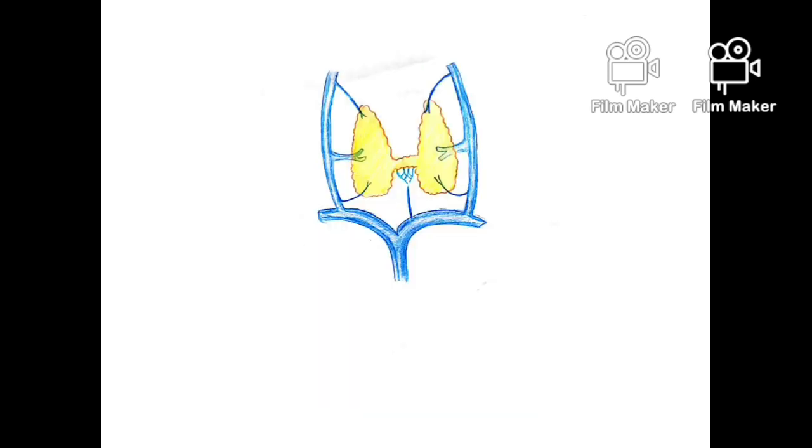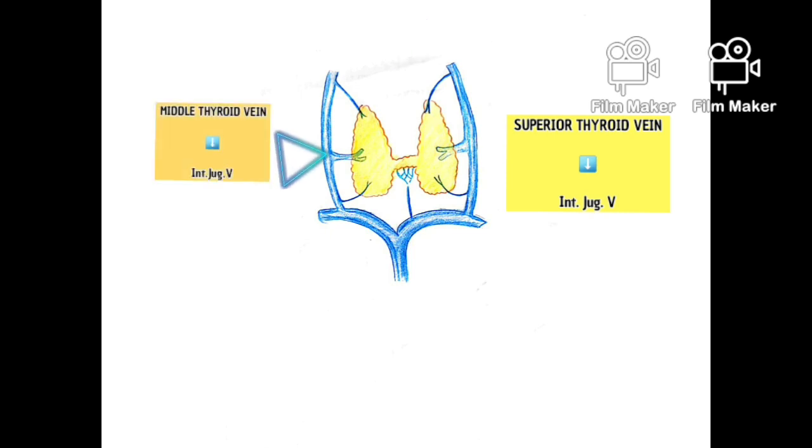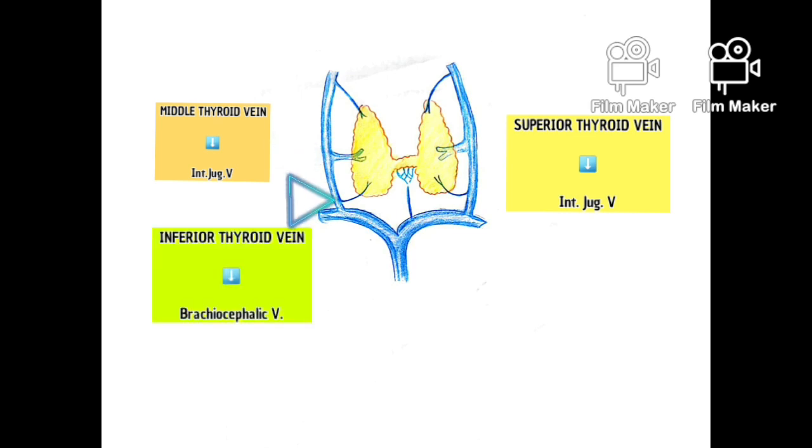The venous blood from the gland drains to mainly 3 sets of veins. The superior thyroid vein that emerges at the upper pole of the gland drains into the internal jugular vein. The middle thyroid vein that emerges at the middle also drains to the internal jugular vein. The inferior thyroid vein that emerges at the lower border of the isthmus drains into the left brachiocephalic vein.